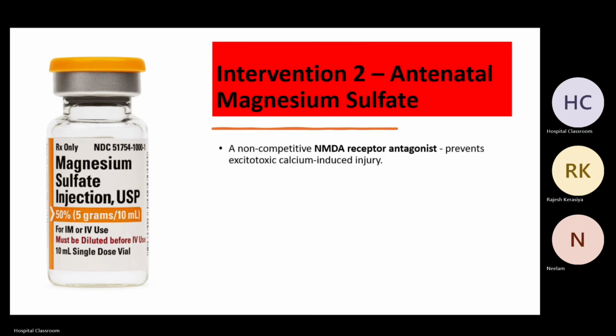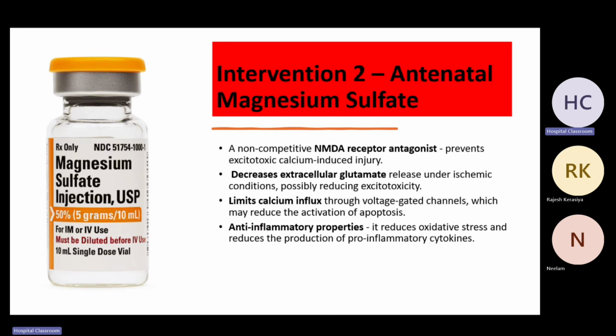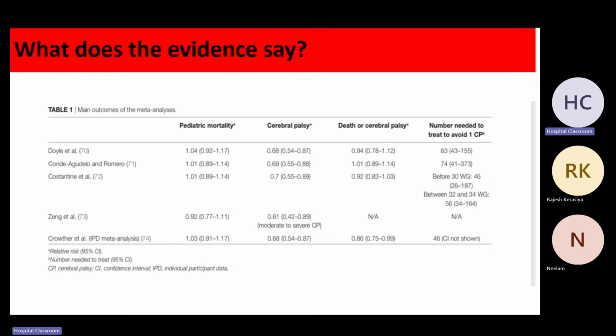How it helps is that it acts as an NMDA receptor antagonist, and it decreases the excitatory calcium release. It decreases the extracellular glucose levels, thereby reducing excitotoxicity. It limits the calcium influx, and also it has anti-inflammatory properties. Because of all these actions, magnesium sulfate helps to decrease the risk of cerebral palsy. Now this is the data from meta-analysis.